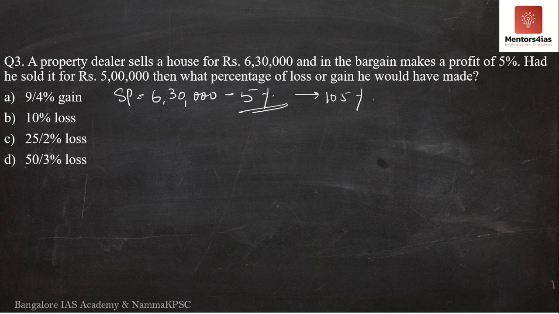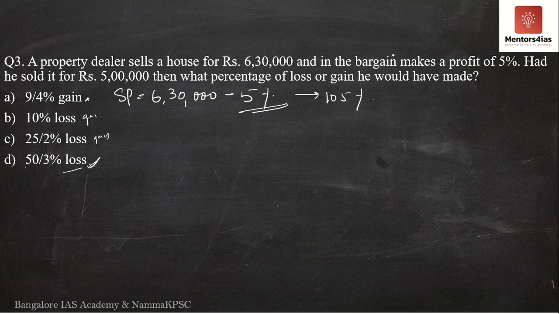Now the question is saying, had he sold it for rupees 5 lakhs, then what percentage of loss or gain would it have been? Now, a difference of 1,30,000 will obviously result in a loss itself. So we can straight away decide that it is a loss. If you look at the options over here, say for example, if this was gain, this was gain, and this was the only option which said loss, then we could have straight away opted for option D. But here, except for one, all the other three options do say loss. So we'll have to go for further calculation and then determine the exact loss percentage.